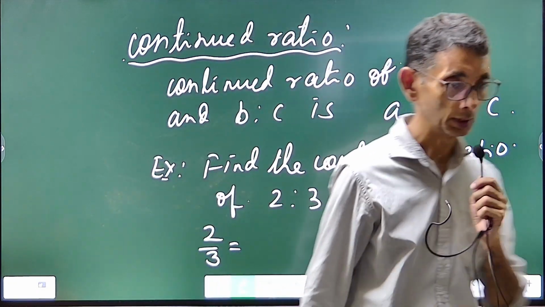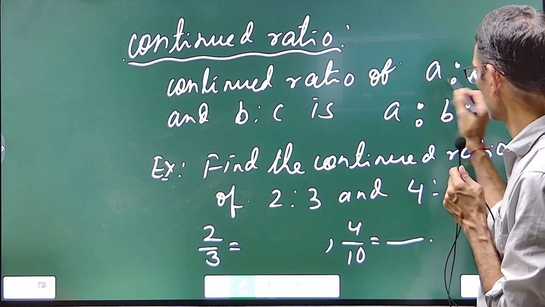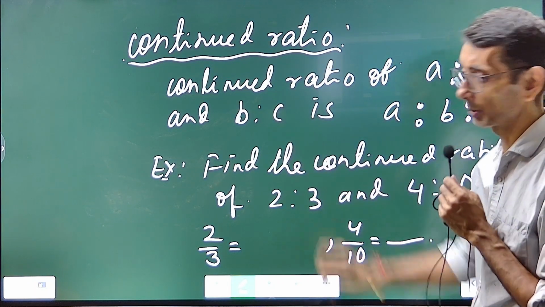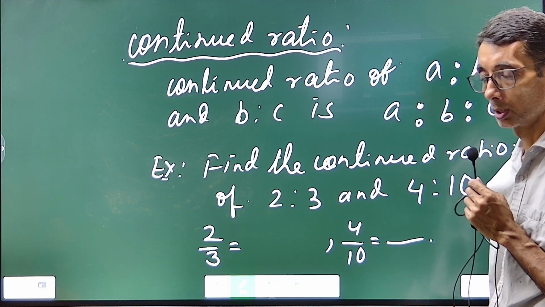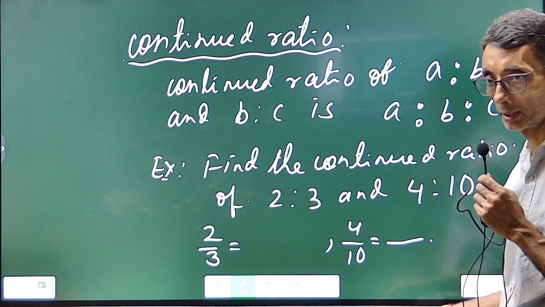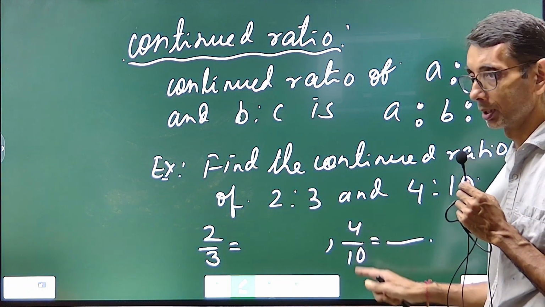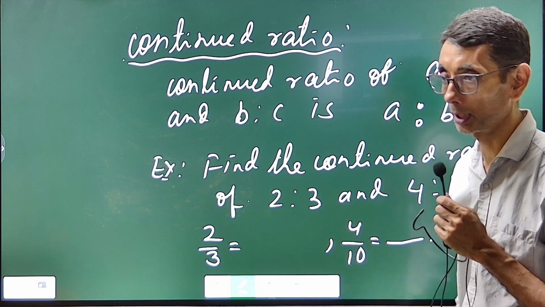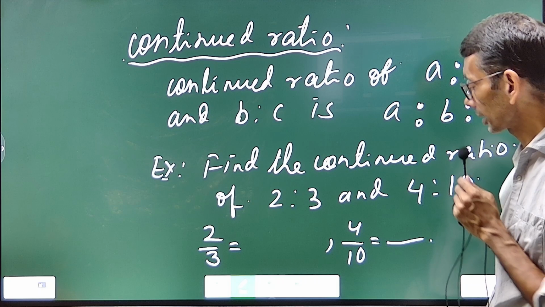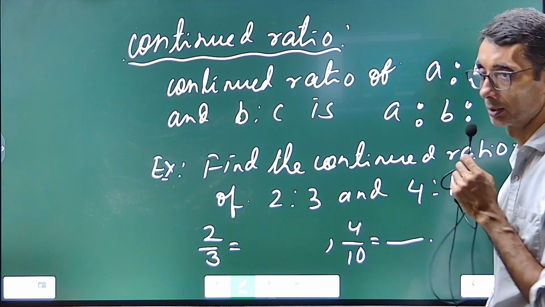Done. You have noted this, right? Continued ratio of A, B, B, C. Here the second number and third number are the same. So when two ratios are given, our effort will be to make the second number and the third number the same, equal. To make it equal, here it is 3, here it is 4.